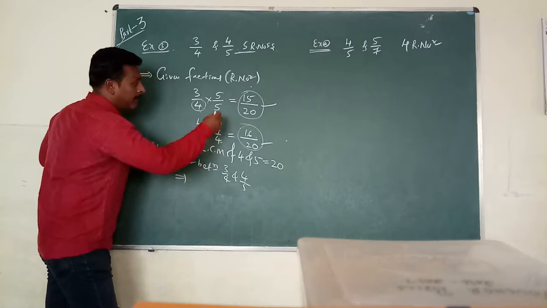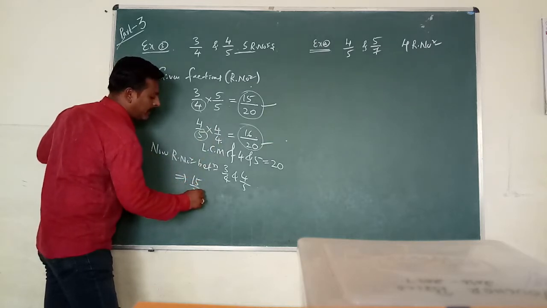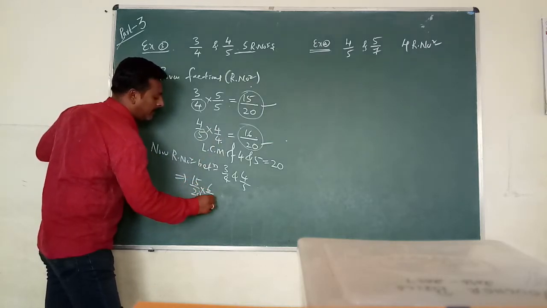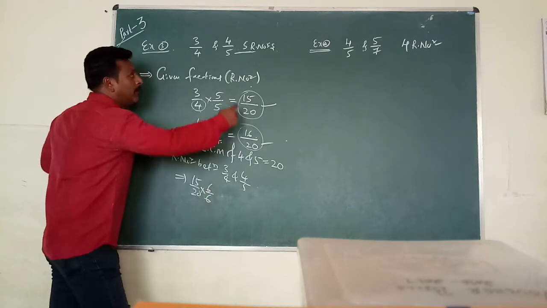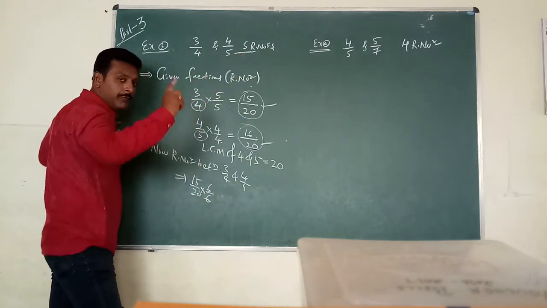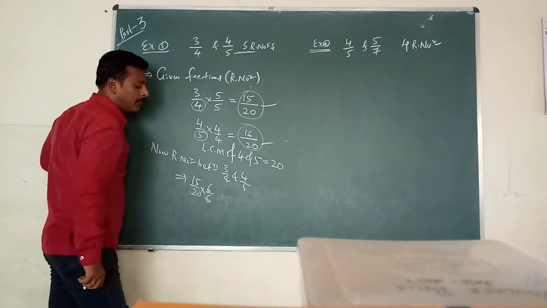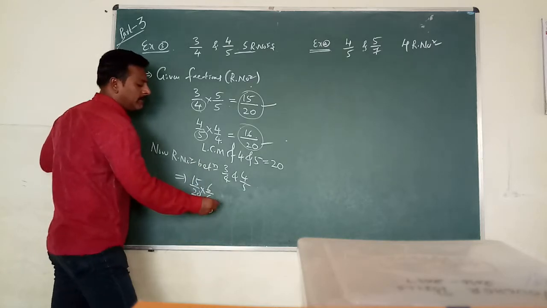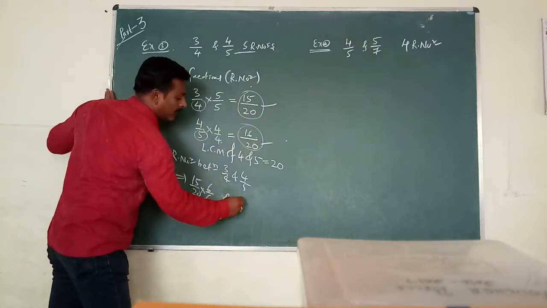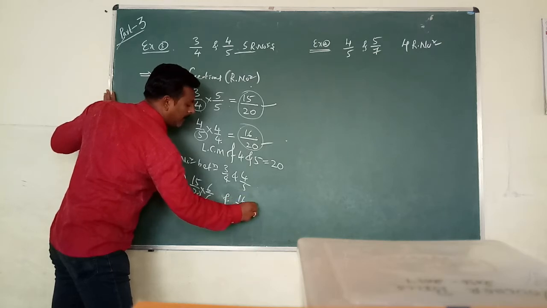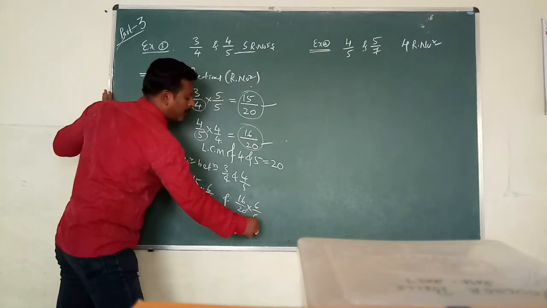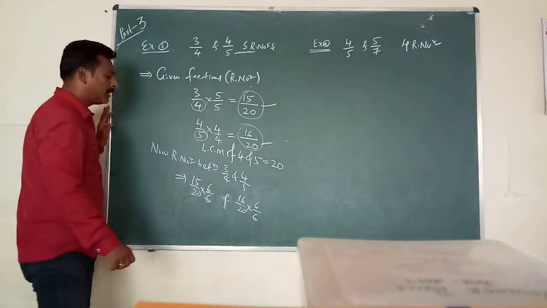So 15 by 20 into 6 by 6. Why am I multiplying by 6? We want 5 rational numbers, 5 plus 1, so multiply both numerator and denominator by 6. And the other number is 16 by 20. Here also multiply both numerator and denominator by 6. Then what you will get?